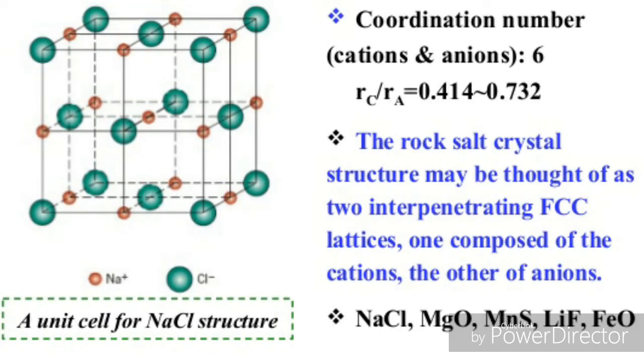The number of ions of opposite charge that surround a given ion of given charge is known as the coordination number of that given ion. In case of sodium ion and chloride ion, the coordination number is 6. A cation is surrounded by 6 anions, and an anion is surrounded by 6 cations.